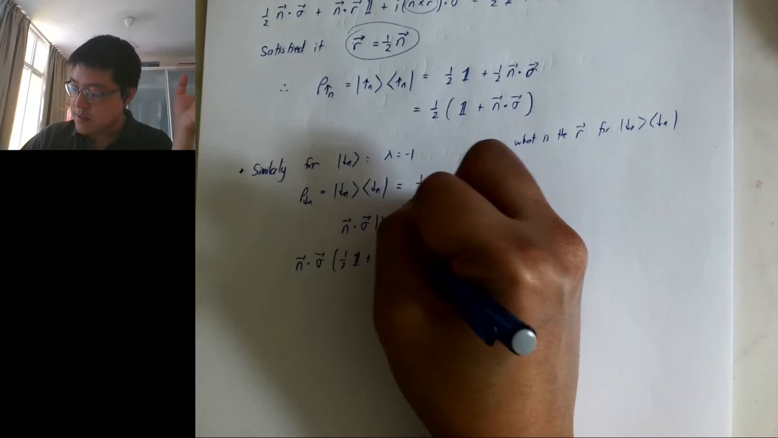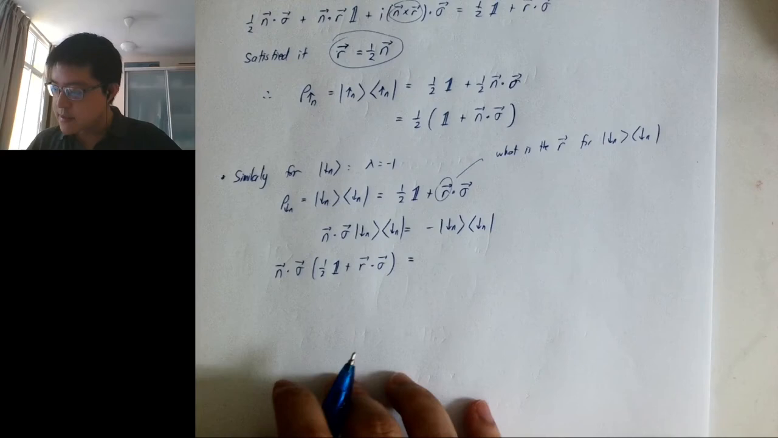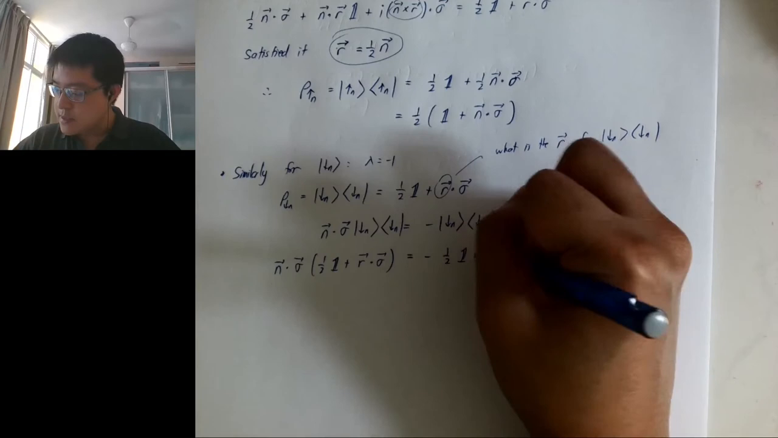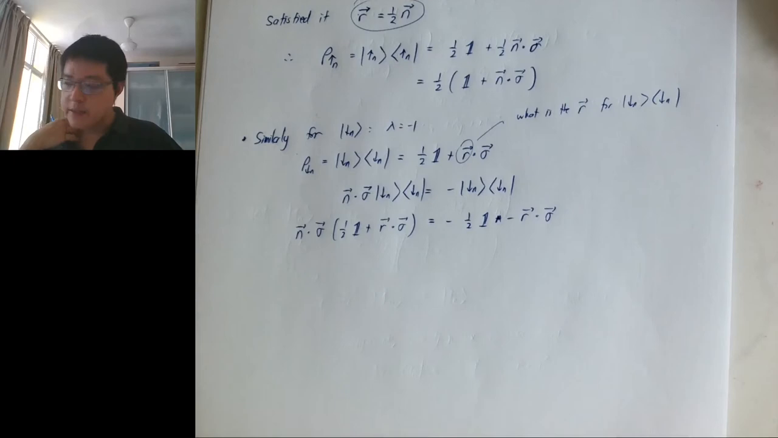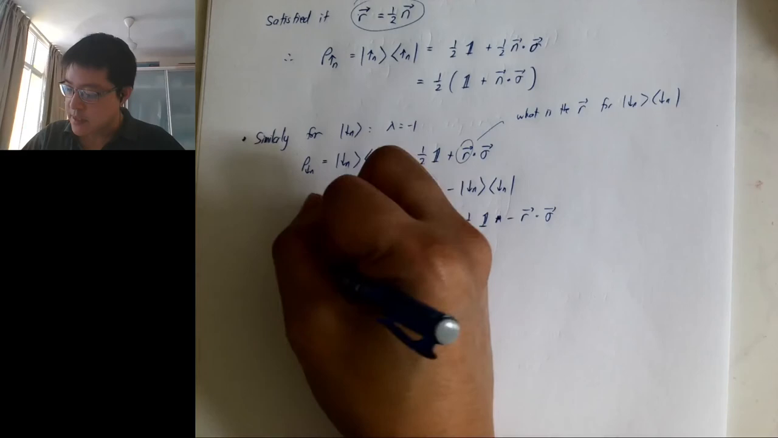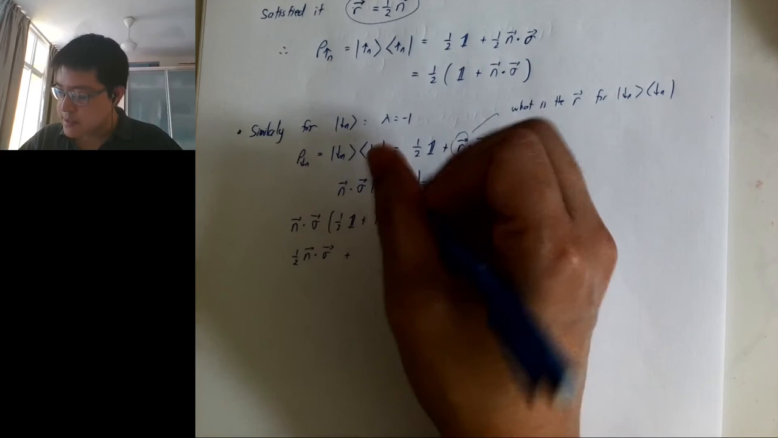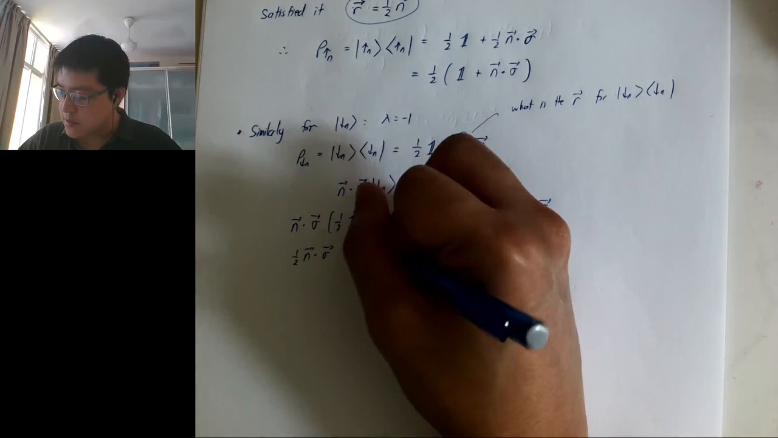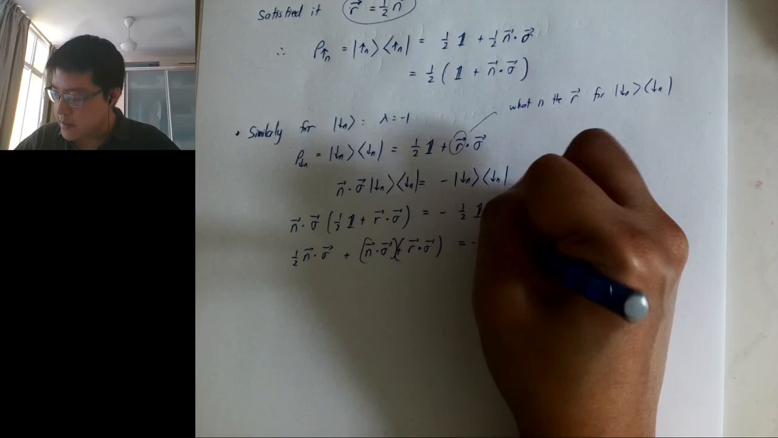And then this is minus half I plus minus R dot sigma. Okay, then half I, yeah. So if I multiply this, I got half N dot sigma, right? And then plus n dot sigma, no, not plus, multiplied by r dot sigma. And then this is half I minus r dot sigma.